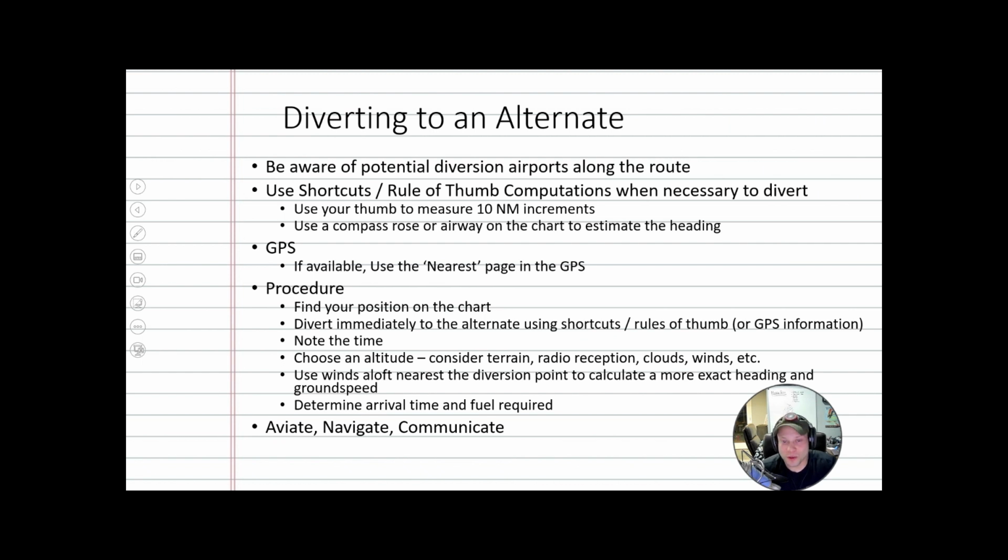Now let's talk about diverting to an alternate. One of the items that we have to include in our flight plan is an alternate. And when I say in our flight plan, in our own, we don't have to file it. We just have to have a list of things that we've already checked. I always like to have 2 or 3 alternates just in case. Basically, you want to know where you're going to go if you lose an engine, or if all of a sudden the weather turns bad.